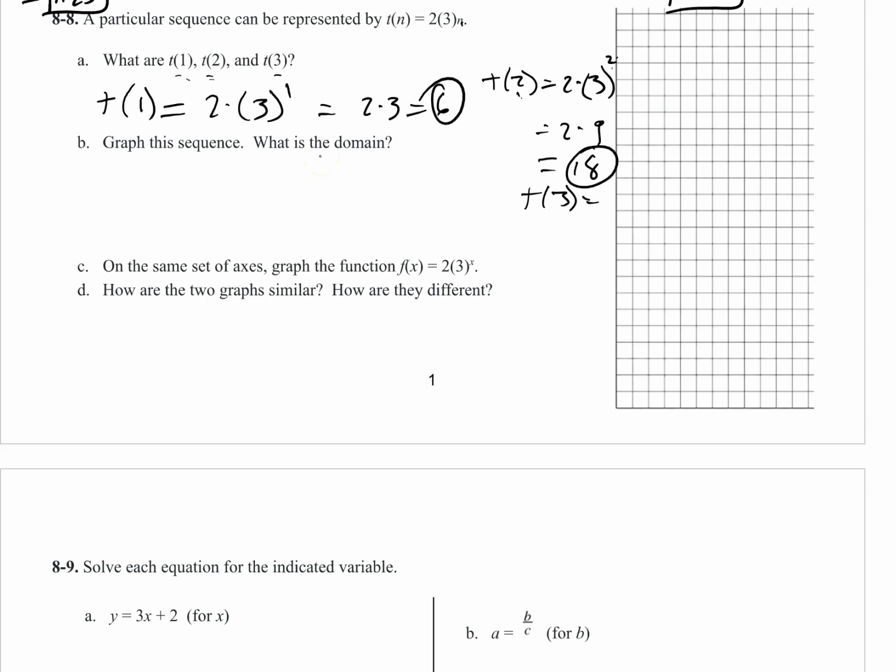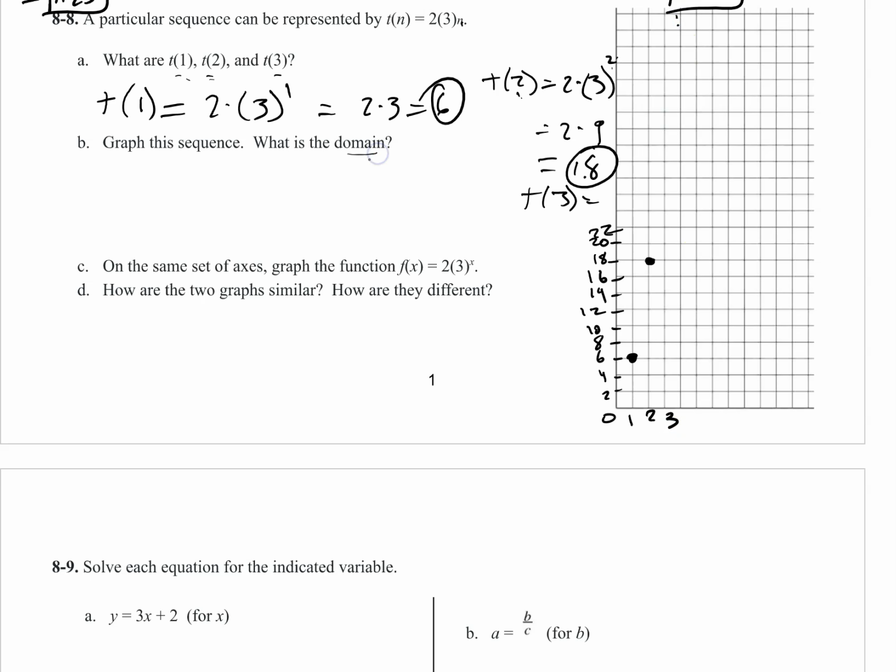Graph this sequence. What's the domain? So we have our first term, which is 6. I'm going to go by 2 here. Our first term is 6, so we find 1 on the x-axis and we go up to 6. The second term is 18, so here's 2, we go up to 18, and then 3, it's even higher.